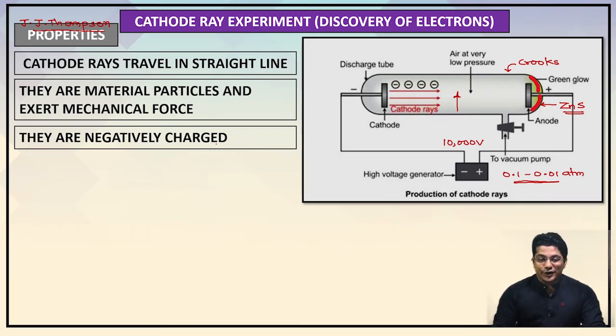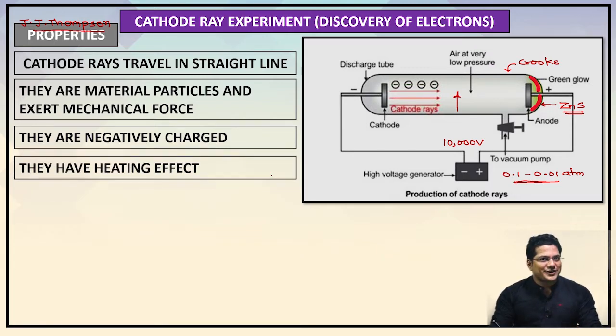Okay, the next point: they have a heating effect. Now, how do you observe that they have a heating effect? What did J.J. Thomson do? He replaced this pinwheel with a small metal block. And he observed that after you run the experiment once again, this metal block started to heat up. And if this metal block is heating up, that means I can definitely say your cathode ray particles have a heating effect.